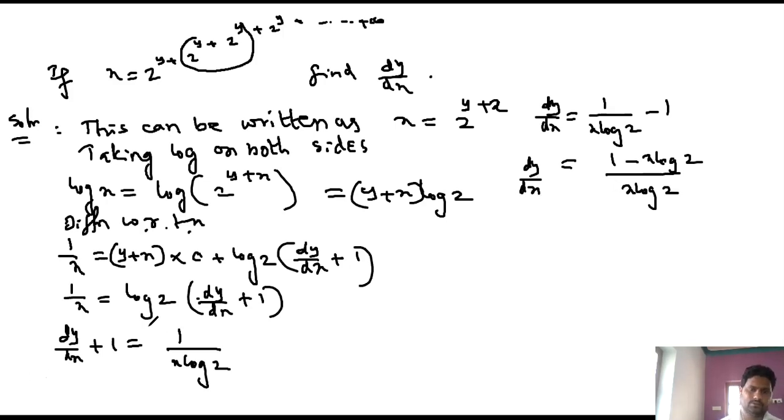It may be asked, dy by dx plus 1, for CET. dy by dx plus 1 may be asked, right? dy by dx plus 1 is equal to 1 by x log 2. Maybe the question arises where a value of x is given, find dy by dx at x equal to 1, or something like this, right? So take another one.